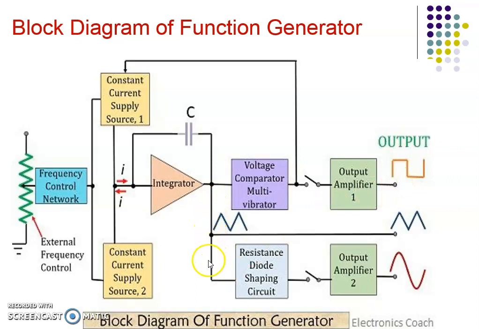Now, the same triangular waveform is given to the third circuit, called the resistance diode shaping circuit, or sometimes simply called the sine wave converter circuit. So this converts the triangular wave to a sine wave. The diode wave shape circuit is used inside this circuit. There are different diodes connected. So it is possible, using the diode wave shape circuit, to convert the triangular wave shape into a sine wave shape. And again, the front switches are used to change the amplitude of the sine wave.